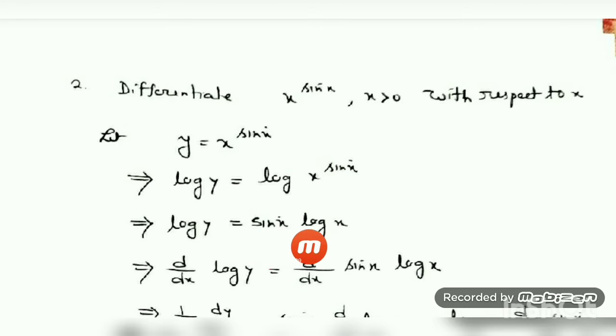That is log of y is equal to sin x into log x. On the right, after this simplification, take d/dx on both sides. d/dx of log y equals d/dx of this expression. With respect to x, you have to take the derivative. That's why I have written d/dx here.